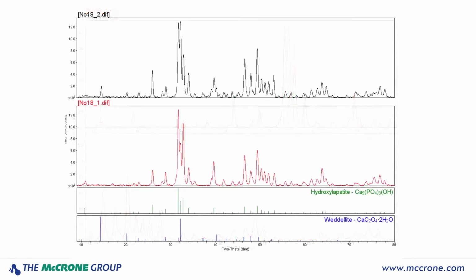If we match these to a reference, we see that the underlying material is hydroxylapatite, and the black material is a calcium oxalate hydrate. This particle is actually from the presenter's tooth that fell off during lunch one day. The black material, or the calcium oxalate hydrate, is indicative of tooth decay.